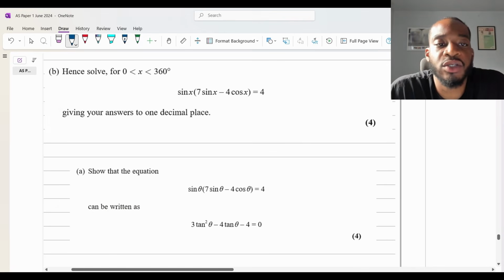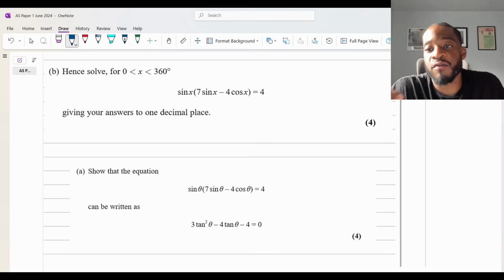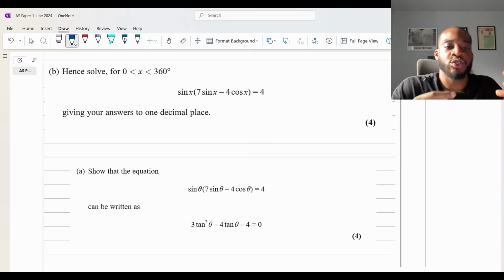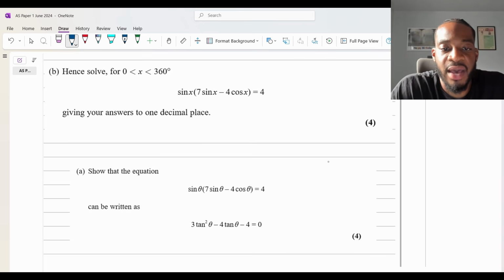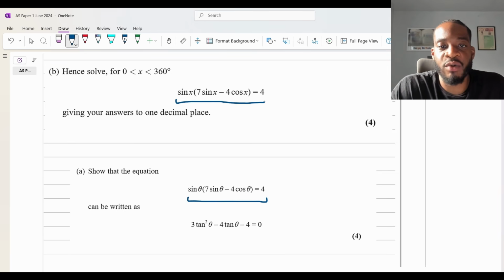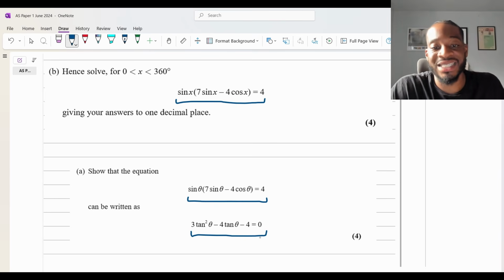Okay, so part B says, hence solve for x between 0 and 360, sine x times 7 sine x minus 4 cos x equal to 4, giving answer to one decimal place, for 4 marks. Now, this question is very, very typical. Part A is always a show that one equation is equal to the other using identities, and then part B says hence solve. The reason why I've got part A underneath is because we're going to use it. Instead of using this equation right here, which is the same thing as this one but they've replaced theta with an x, we're going to use what we know it can be written as, which is this one. Now, this one is a disguised quadratic, isn't it? So we could use that to solve it.